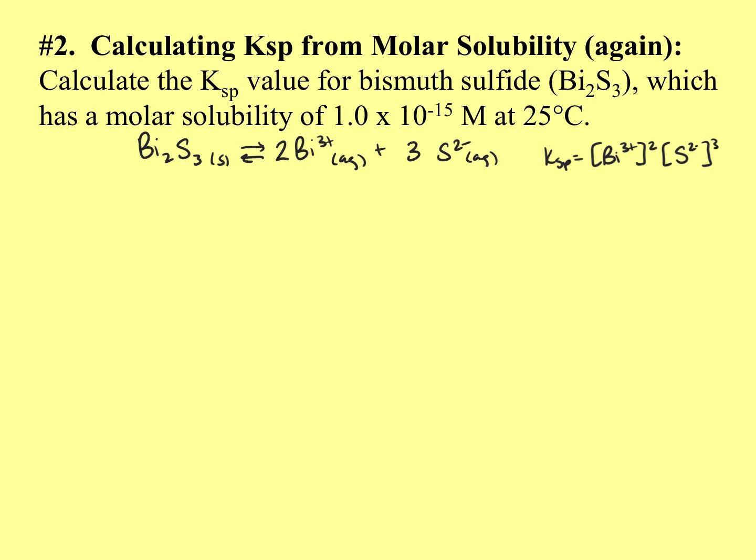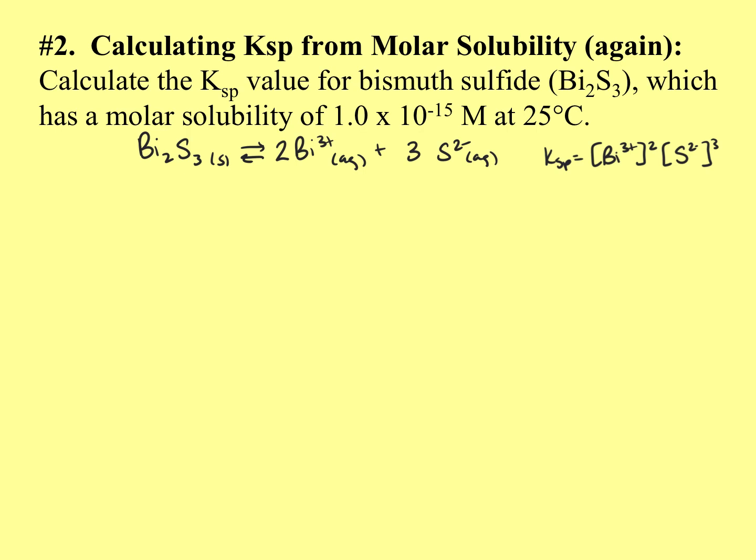Okay, so if you did this correctly, this is the equilibrium equation that you would have gotten, as well as the expression. The charge of bismuth is 3 plus and sulfide is 2 minus, and you need to make sure that you balance the equation correctly in the end so that you have the correct Ksp expression. And once more, we don't include solids.